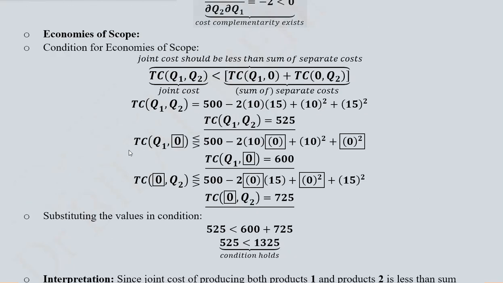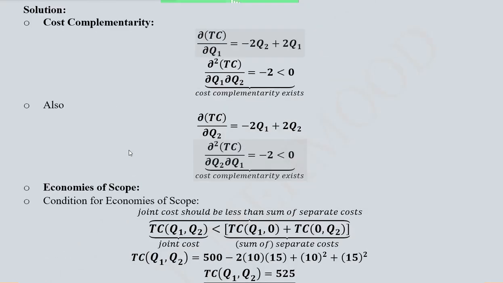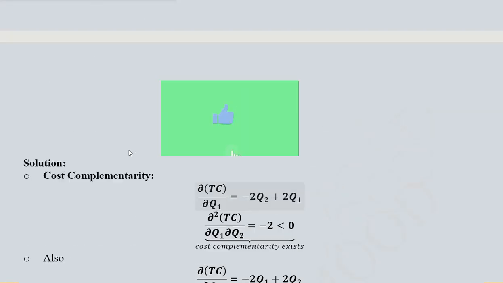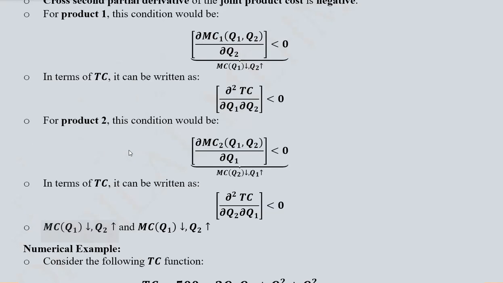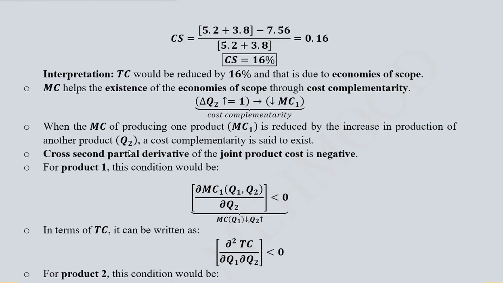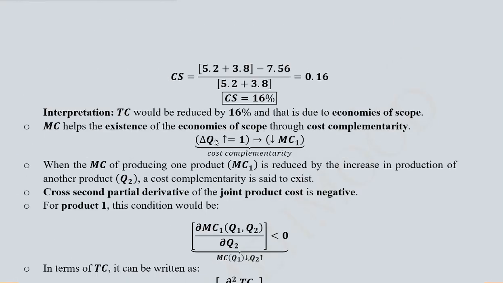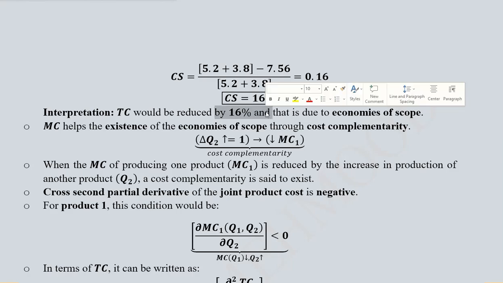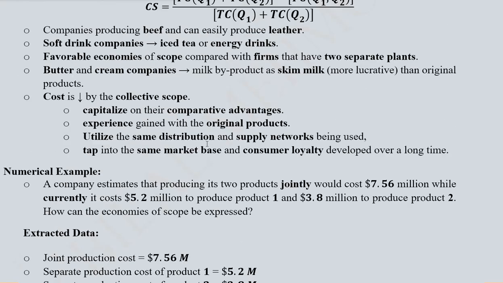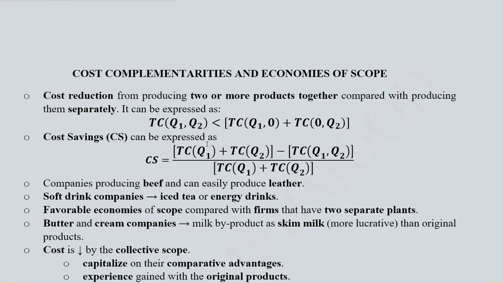So this is how we can understand the concept of economies of scope. We can numerically solve it as well. We can also find the cost complementarity. In addition to that, we can also calculate the cost savings, which is a very important thing to know when it comes to managerial decision making. And this was the concept of economies of scope and its numerical application.